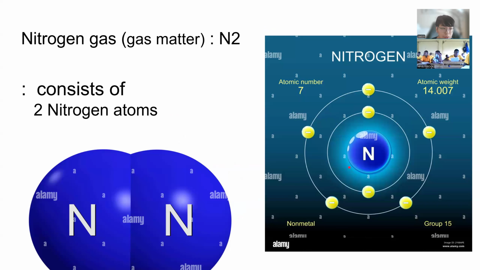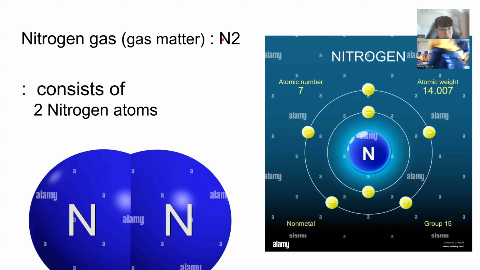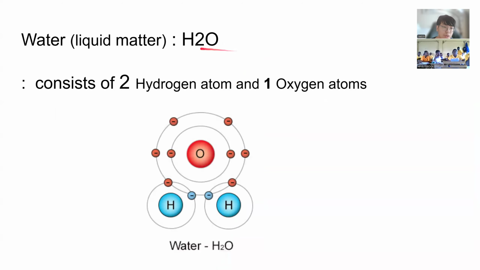Another example might be nitrogen gas, which is a gas matter, and it is N2. It consists of two nitrogen atoms. This shows you that there are multiple possibilities for how atoms can combine to form molecules. In N2, it consists of two nitrogen atoms, and we have figured out H2O, it consists of two hydrogen and one oxygen.